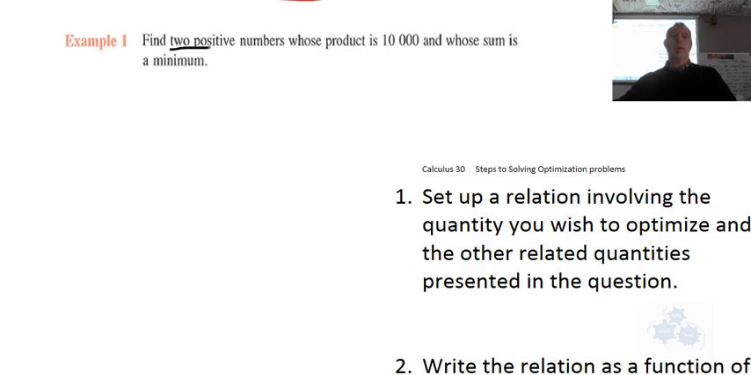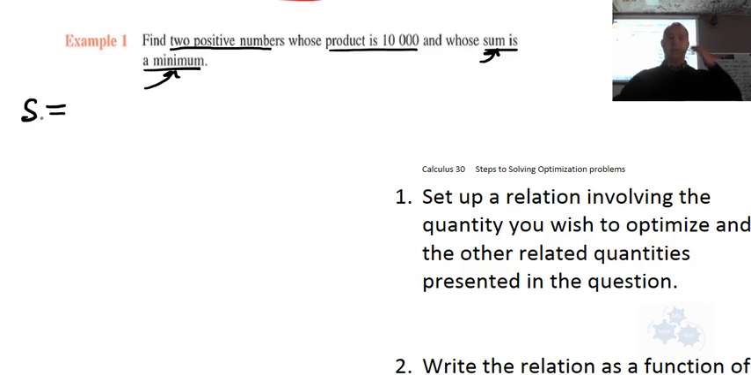It says find two positive numbers whose product is 10,000 and whose sum is a minimum. Okay, so here we go. This right here is the optimization part. We want to minimize the sum. So the first step is you want to set up some sort of relation for the quantity that you're trying to optimize. And when I say optimize, I mean either maximize or minimize, depending on the question. So obviously we want to optimize the sum, so I'm going to say, what does the sum equal?